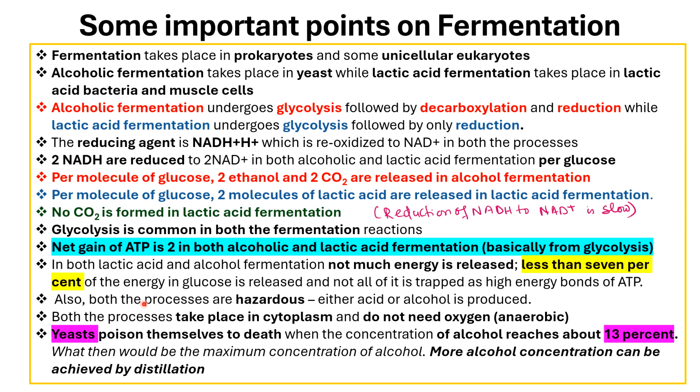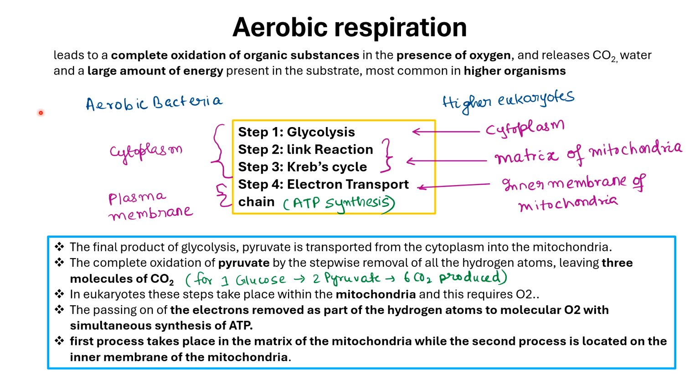Now, it has been seen that as the process is hazardous, yeast poison themselves to death when the concentration reaches about 13%. So the maximum alcohol concentration which can be obtained naturally is 13%. If we want higher alcohol concentrations, we can obtain them by distillation. So, that's all about the fermentation pathway. I hope you are clear about the concepts in this.